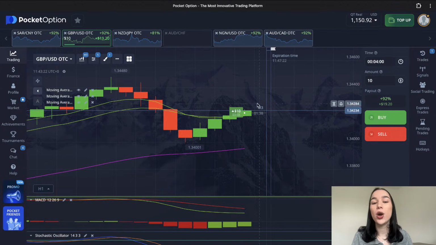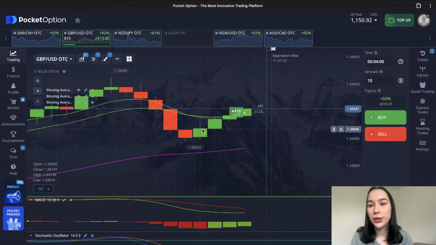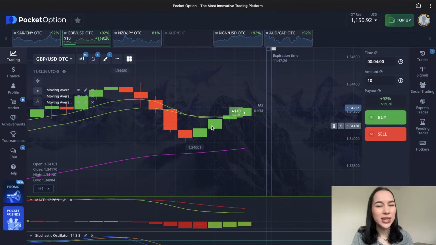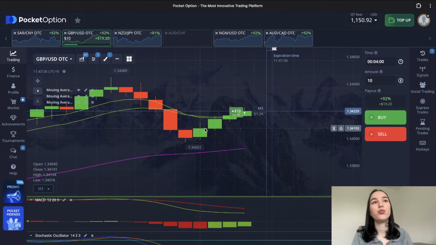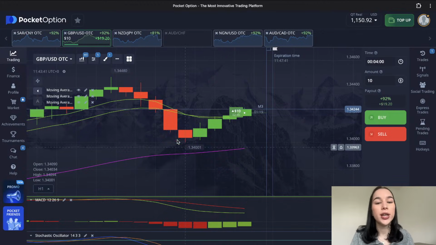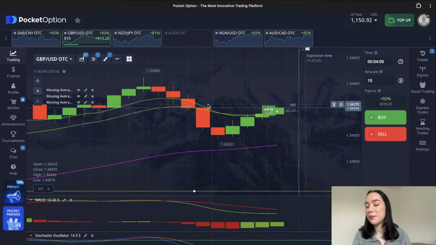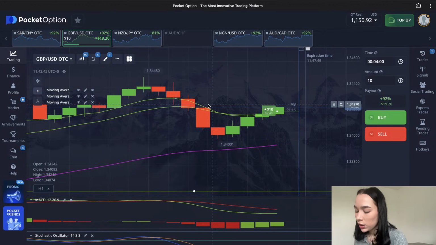Here I opened a trade at the first or second candle, because I saw that the candlestick patterns and also the indicators were giving the signal. Sometimes indicators give a false signal. It's really important to remember that. So you need to check the candlestick patterns. This is the main thing: confirmation.